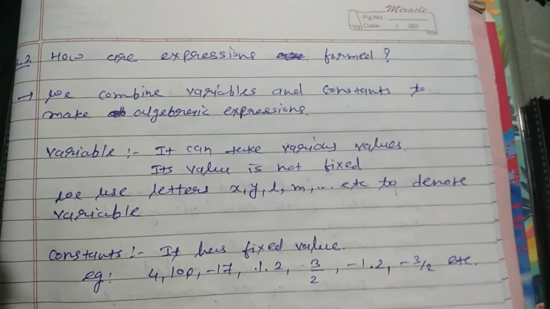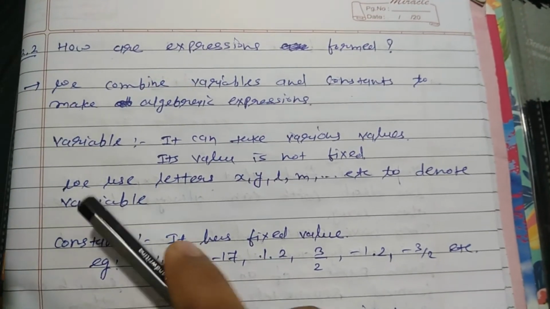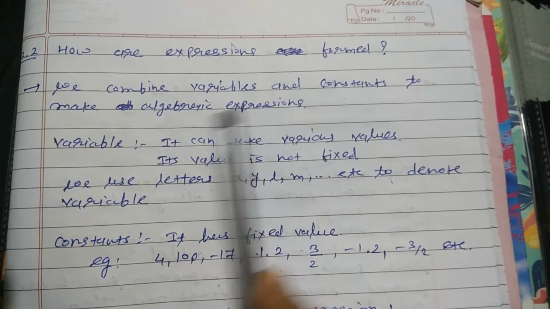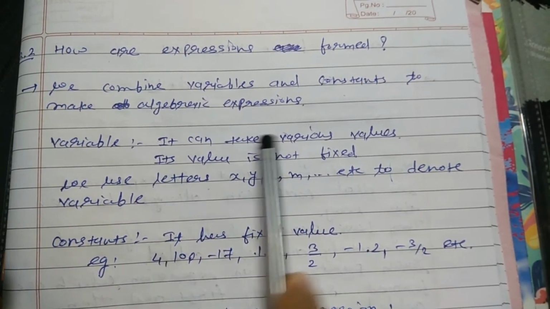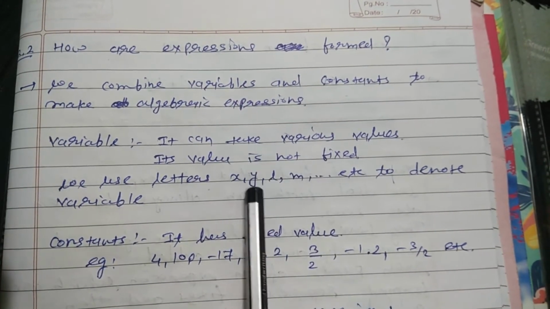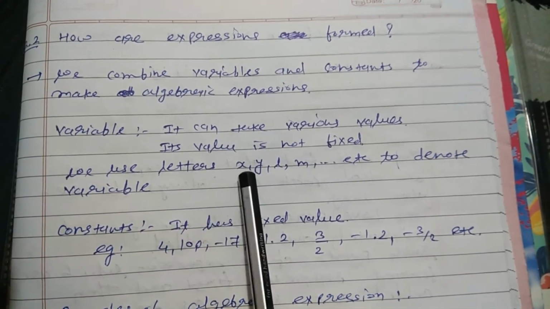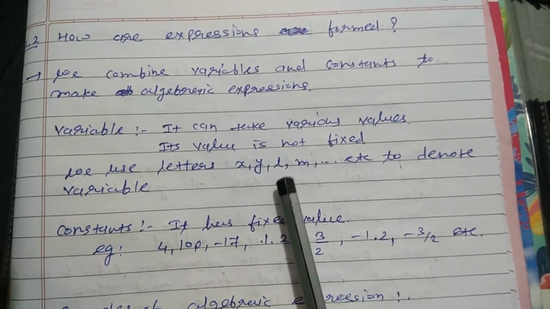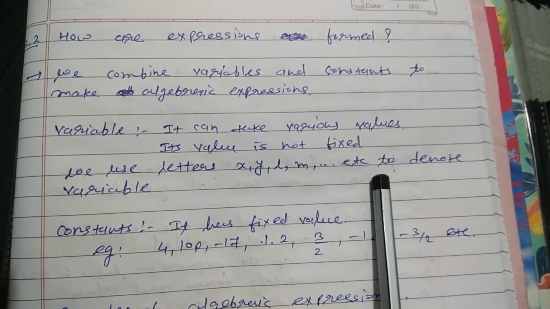Okay, now we will learn how expressions are formed. When we combine variables and constants, we get an algebraic expression. What is a variable? A variable can take various values, that means its value is not fixed. Therefore we denote variables with letters like x, y, l, m, a, b, p, q, any alphabet.